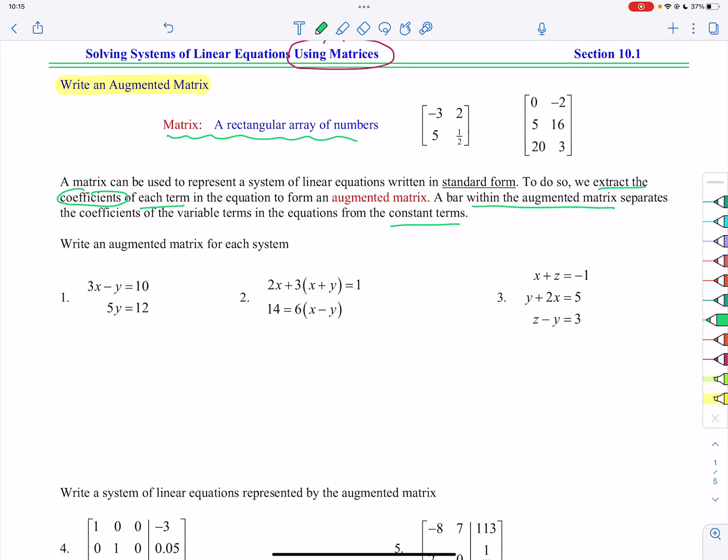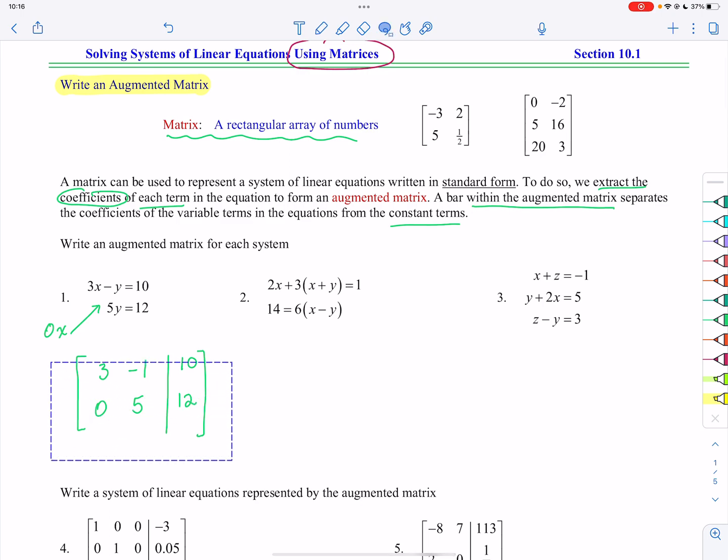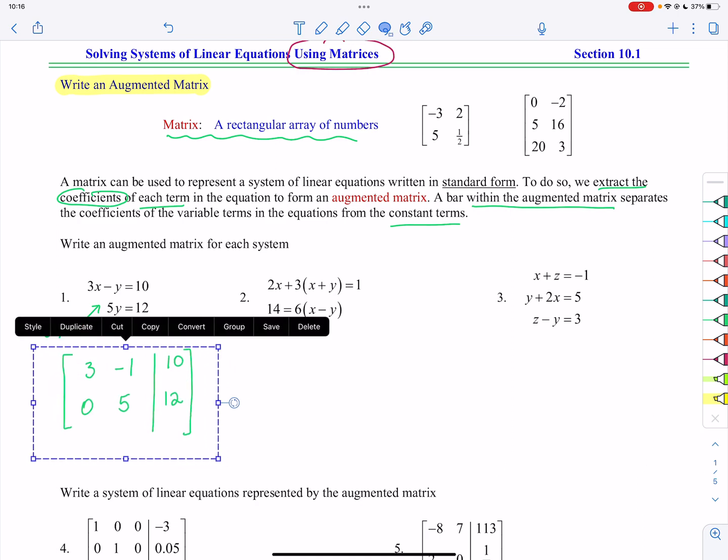Looking at number 1, we're going to write the augmented matrix. As you can see, we do not have a term of x in the second equation of the system, so we're just going to use 0x there. For the augmented matrix, we'll use this symbol. We're going to write 3, -1, draw a vertical line and write 10, and then 0, 5, and 12. And that is the augmented matrix for the system in number 1.